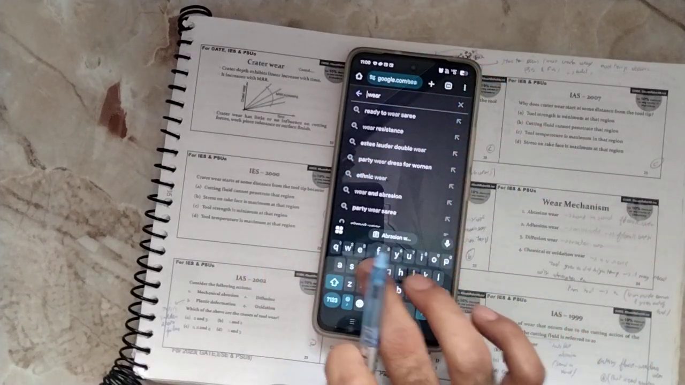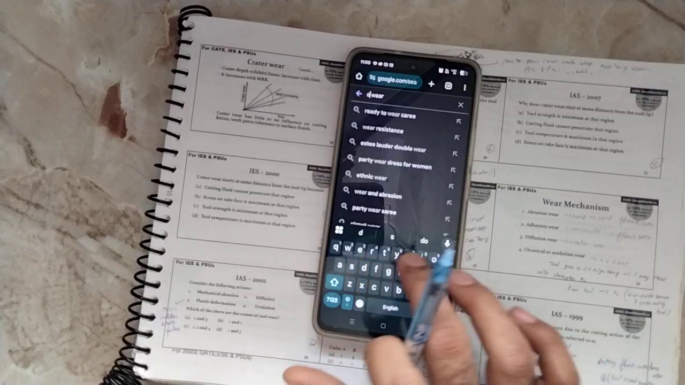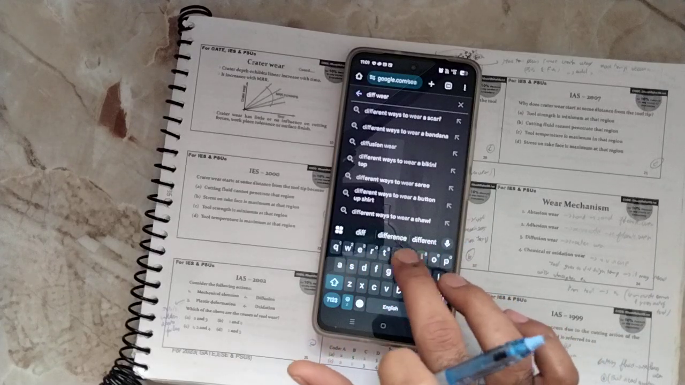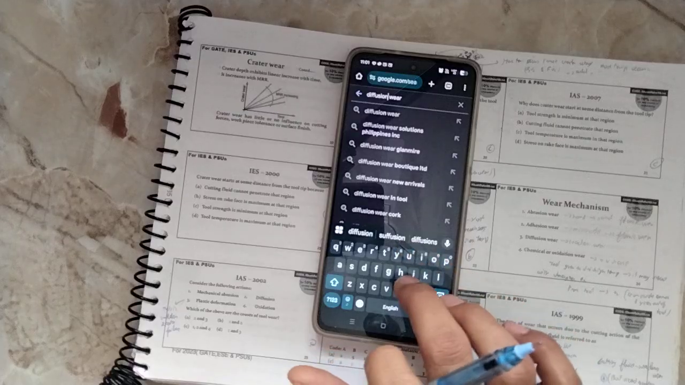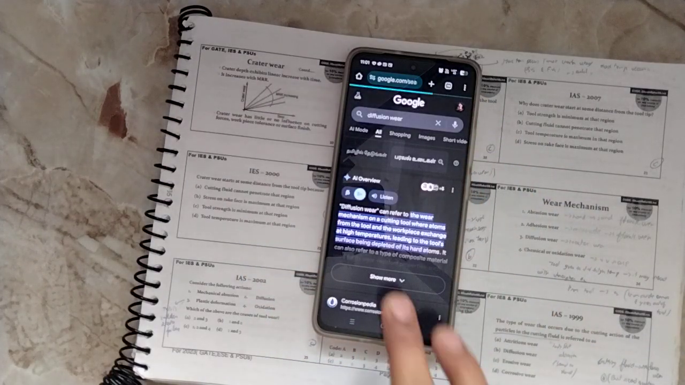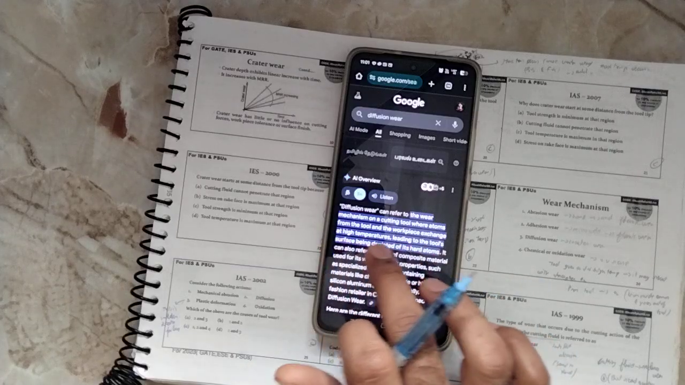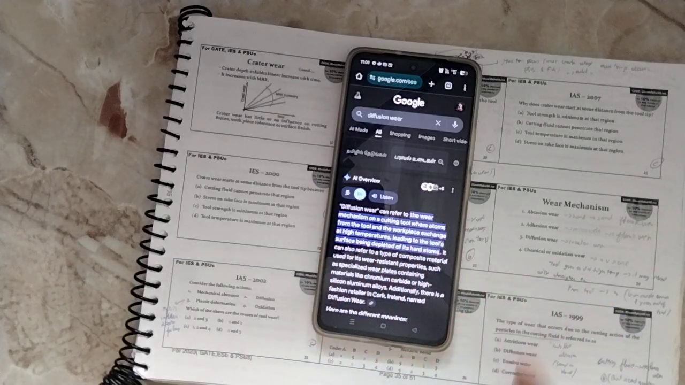Diffusion, D-I-F-F-U-S-I-O-N, again. So you can see the wear mechanism of the cutting tool where atoms from the tool and workpiece exchange. Okay, next one is chemical oxidation.